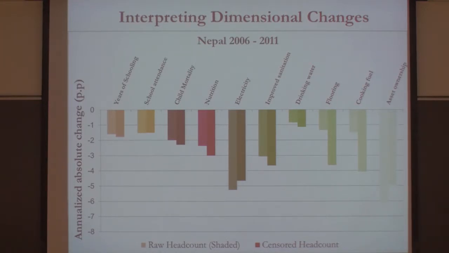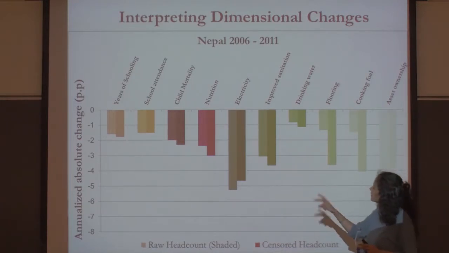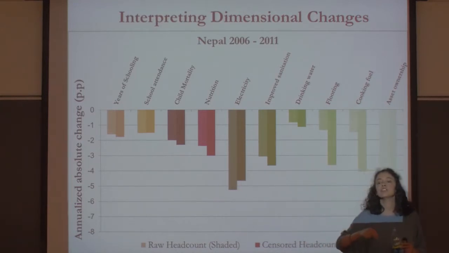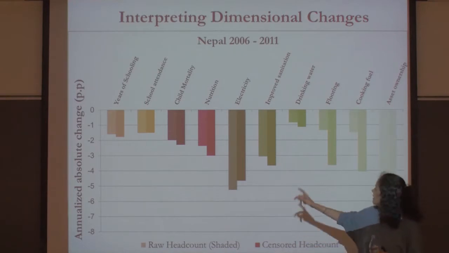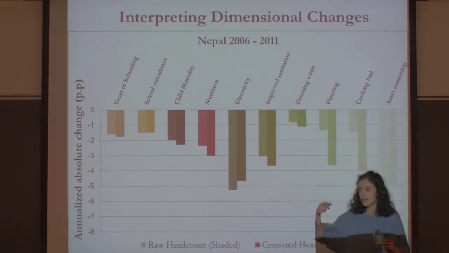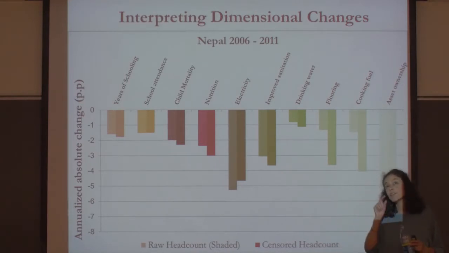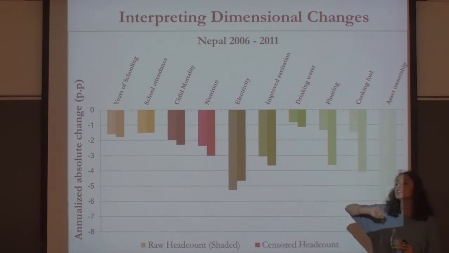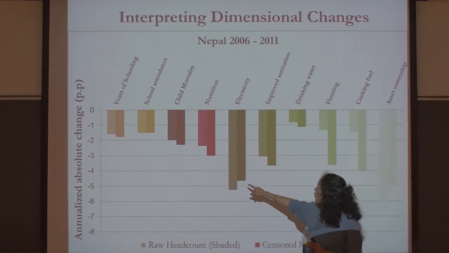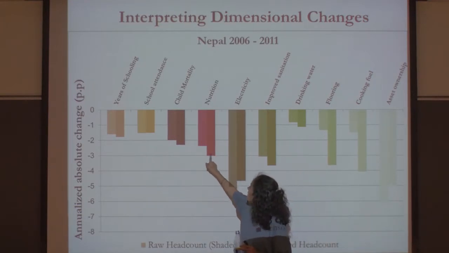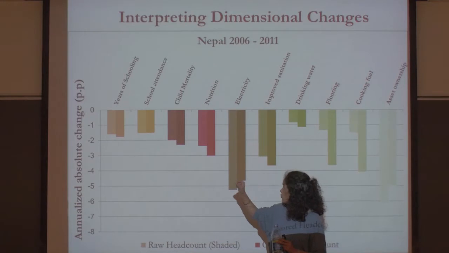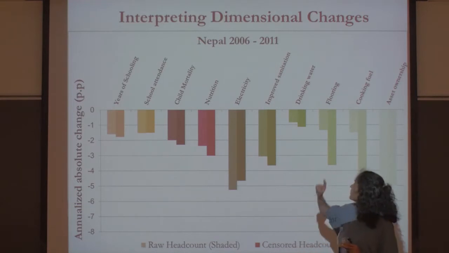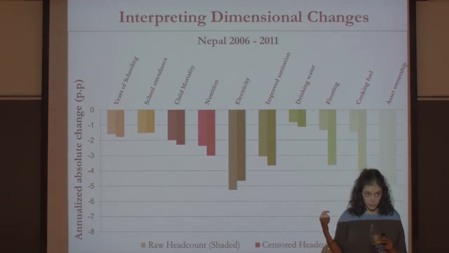And here what I have is for Nepal, the indicators, and both have shaded the raw headcount, only the percentage of the population that is deprived of that indicator. And the one to the right, the censored headcount, percentage of people, and I don't have here the percentage of people actually. I have the change. So here it's the change on the censored and uncensored headcount. So for instance, for nutrition, the percentage of people who are poor and deprived of nutrition has reduced 3 percentage points per year between 2006 and 2011. That's how you interpret this result.